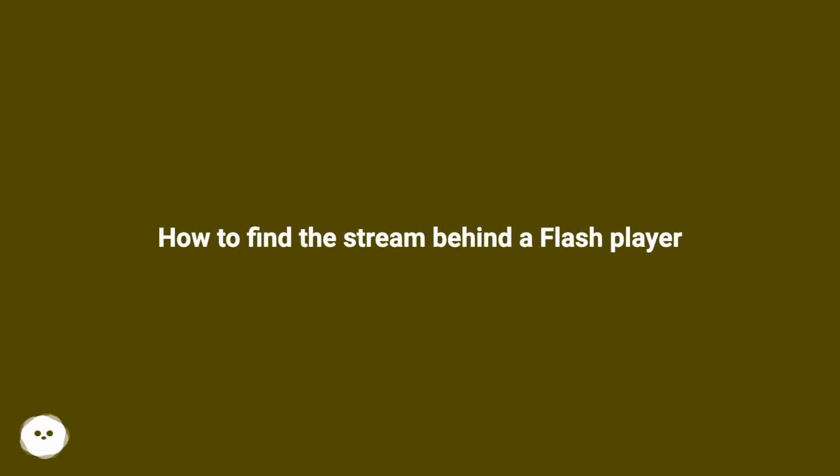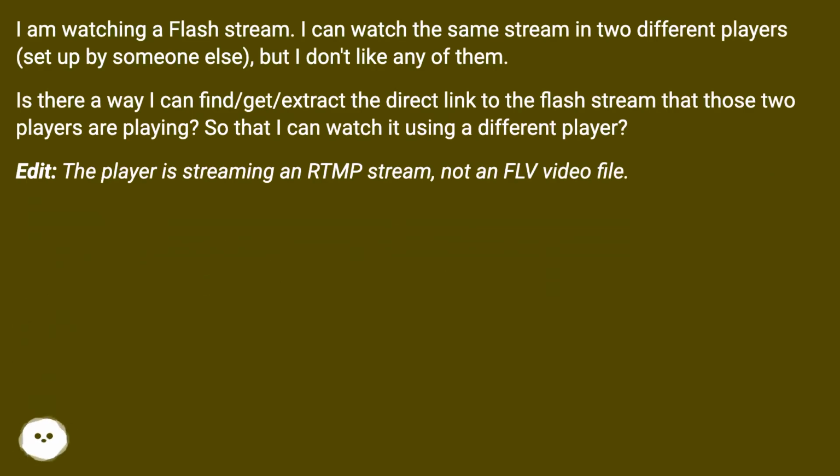How to find the stream behind a Flash player. I am watching a Flash stream. I can watch the same stream in two different players, set up by someone else, but I don't like any of them. Is there a way I can extract the direct link to the Flash streamer that those two players are playing, so that I can watch it using a different player? Edit: the player is streaming an RTMP stream, not an FLV video file.